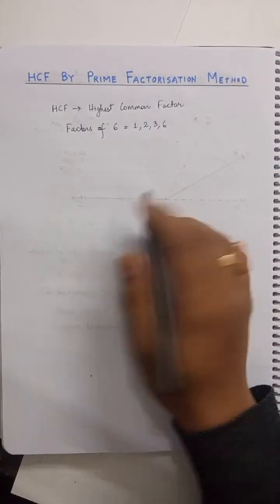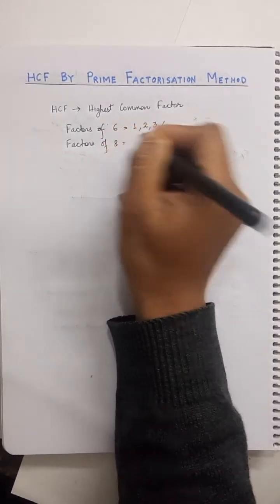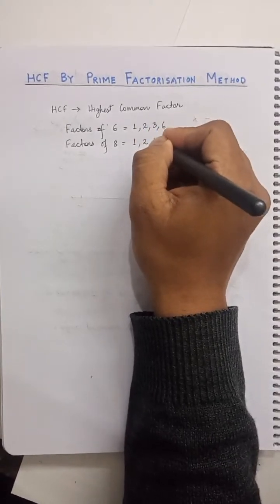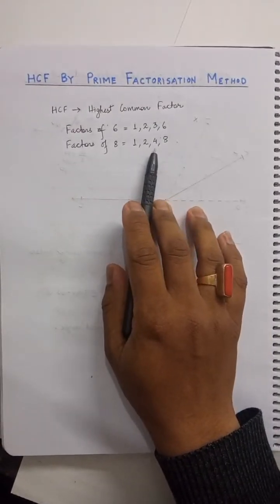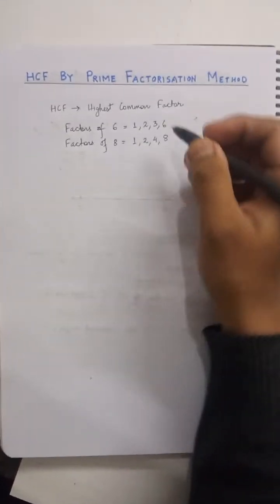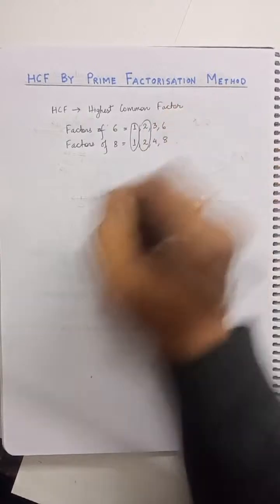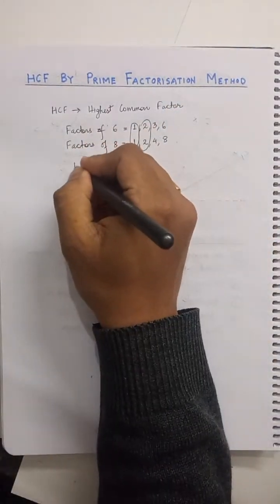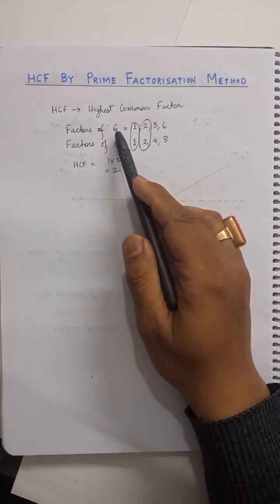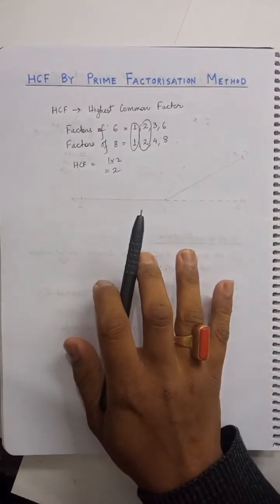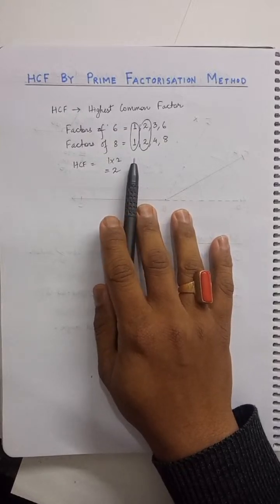Now, say factors of 8. Factors of 8 are 1, 2, 4 and 8. So we can divide 8 by all these numbers without leaving any remainder. Now if we are to find out the common factors between 6 and 8, we can see we have 1 and we have 2 as common factors. So our HCF will be 2. That means between 6 and 8 we have 2 as the highest common factor. Now this is the very basic method of finding the HCF.